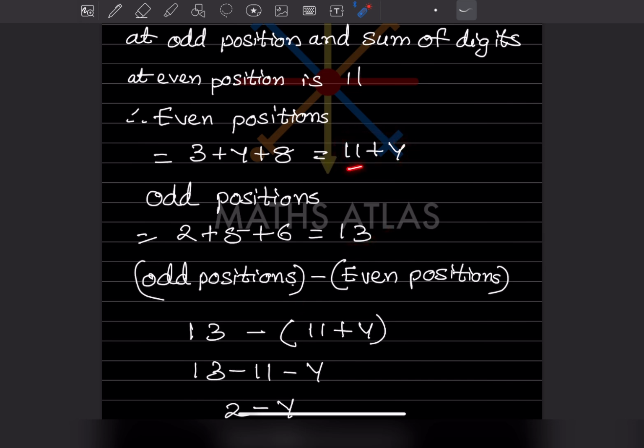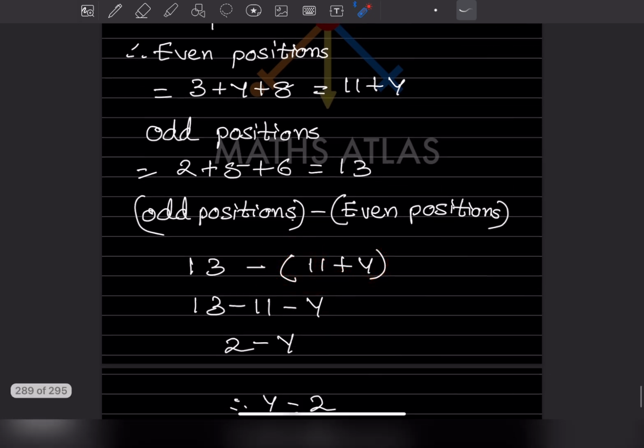Because there are two terms, we have to put them in a bracket, since this is minus. If we just write minus 11 plus y without a bracket, it would mean minus 11 plus y. But this negative sign is for both of them, so you have to write a bracket. So it will be 13 minus 11 minus y. 13 minus 11 is going to be 2 minus y.